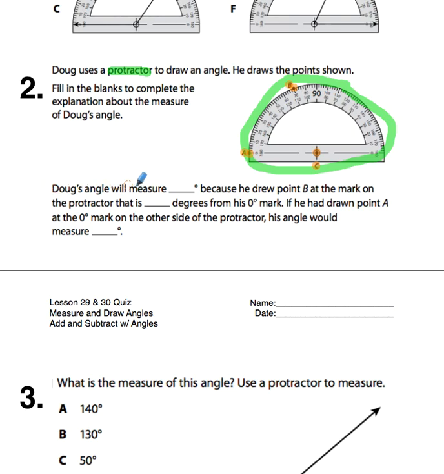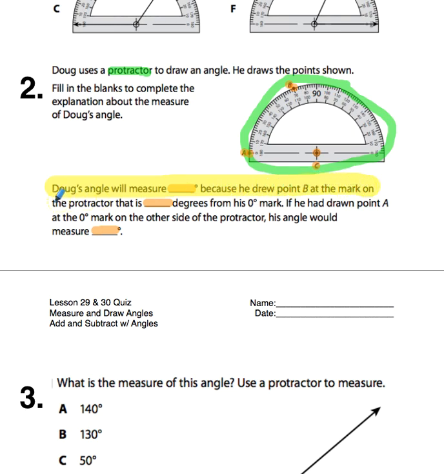Doug's angle will measure blank degrees because he drew point B at the mark on the protractor that is blank degrees from his 0 mark. If he had drawn point A at the 0 mark on the other end of the protractor, his angle would measure blank. All right, so we have 3 blanks to fill in, but 2 of the blanks are in the same sentence. So let's just work on this sentence first, all right? Let's just focus on this sentence right here.